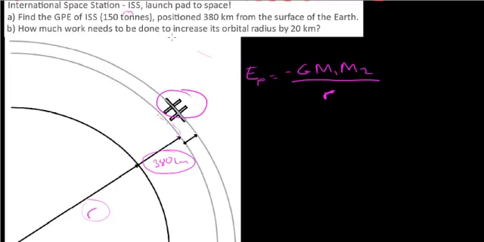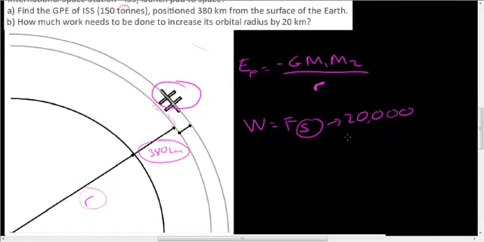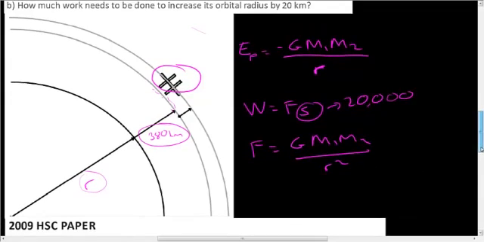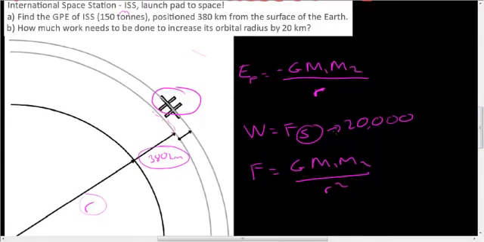B asks how much work needs to be done to increase its orbital radius by 20 kilometers. Now, work done was just force times displacement. So displacement is 20 kilometers, which is 20,000 meters. Always remember SI units. We can find the force from here, G m1 m2 over r squared. We know that the gravitational potential energy is equal to the work done. So if we find the change in the gravitational potential energy, we'll find the amount of work done. So if we put in the new radius, we're going to get a new gravitational potential energy value. The difference between them should be the work done.